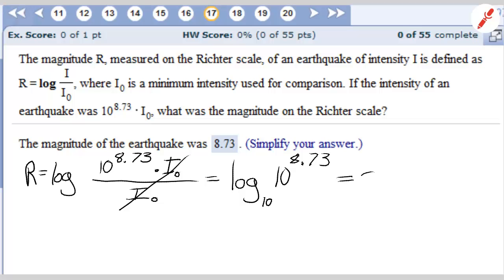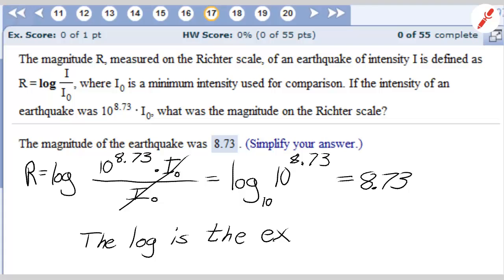Now, what that means by definition is we are just talking about the logarithm. So R on the Richter scale, what that means is that the earthquake was an 8.73 earthquake, which is very, very large. Remember, the log is the exponent. That's what we're really talking about.